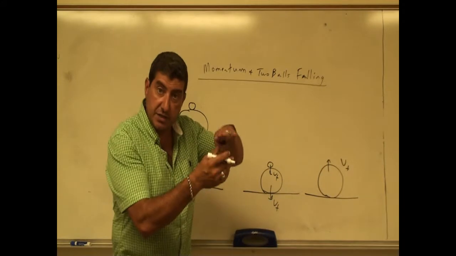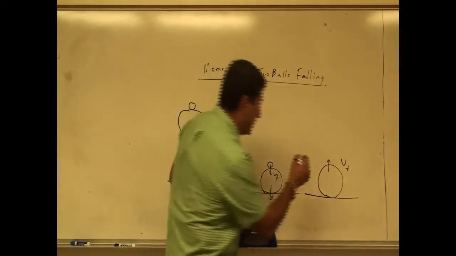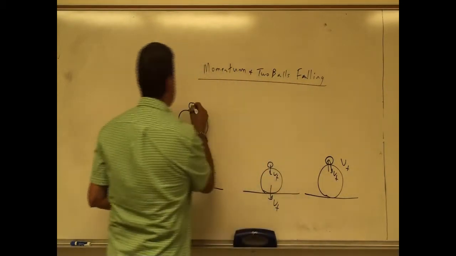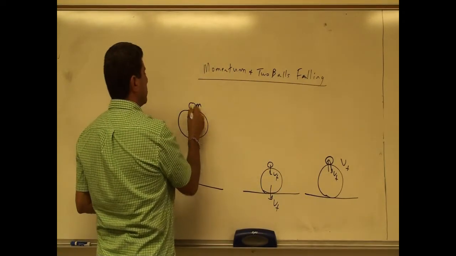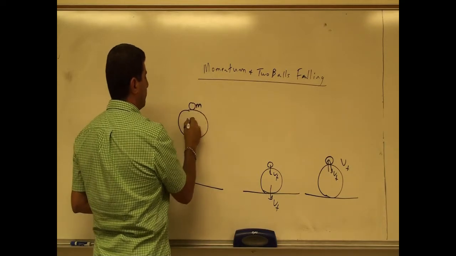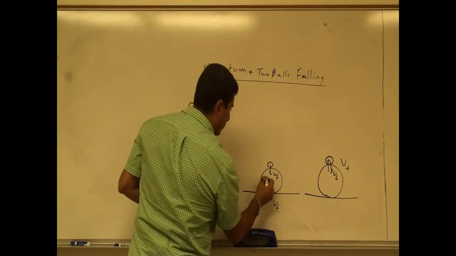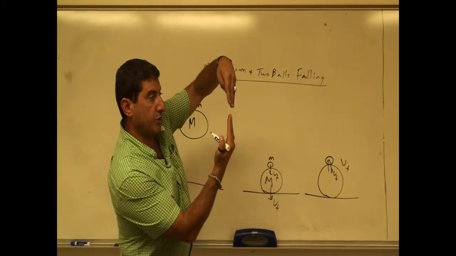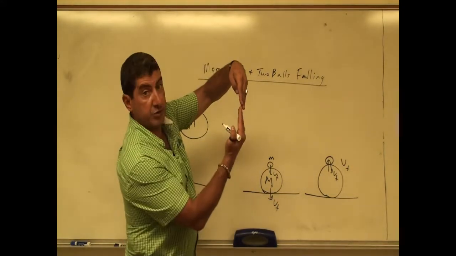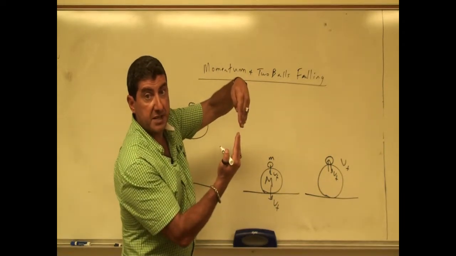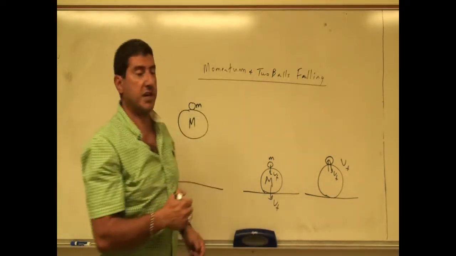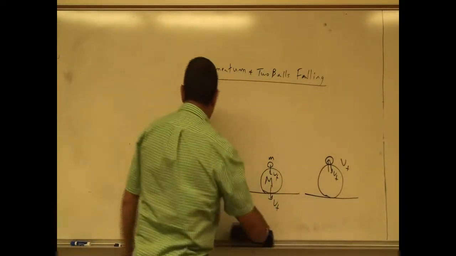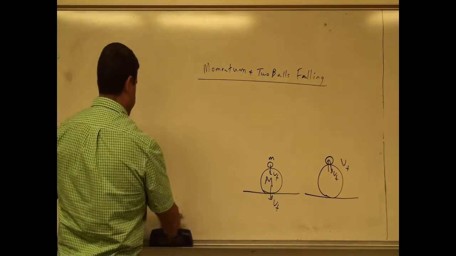The top ball, which is lighter, is still going down instantaneously at V final. The bottom ball I'll call big M and the top ball I'll call little m. So the top ball is coming down and the bottom ball is going up with the same velocity. The bottom ball is going to hit the top ball and send it up. So at the end, it's going to look like this.